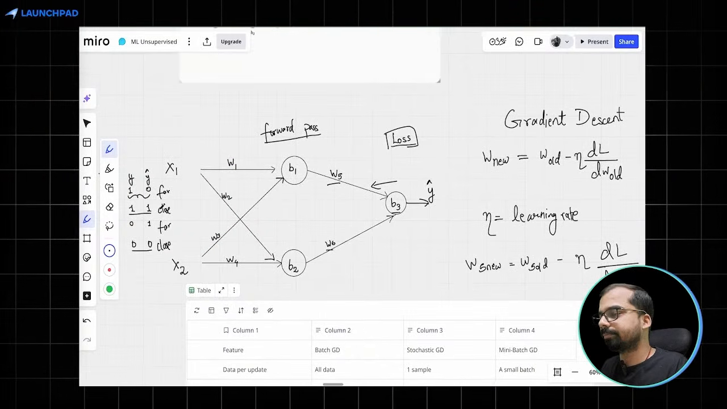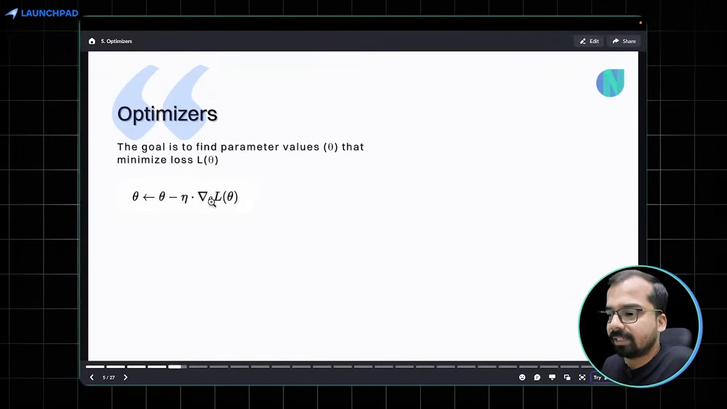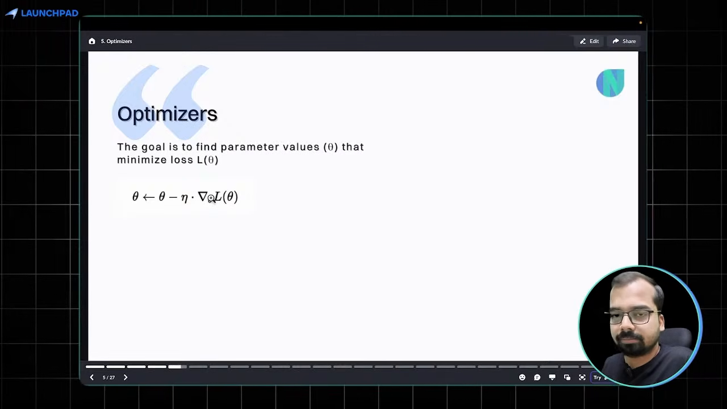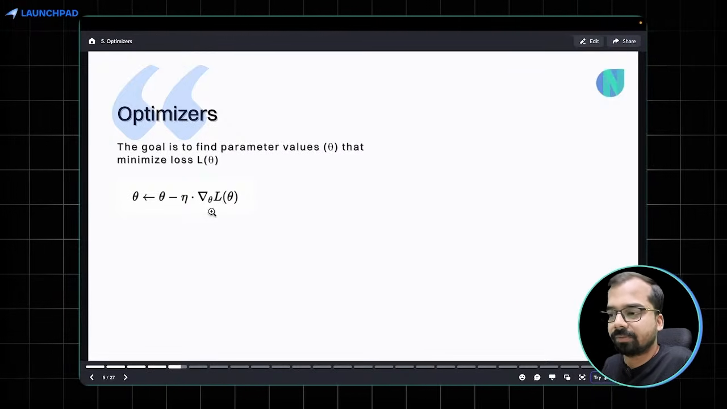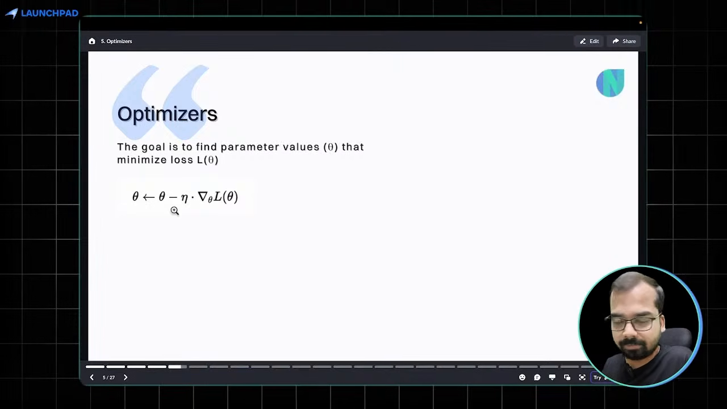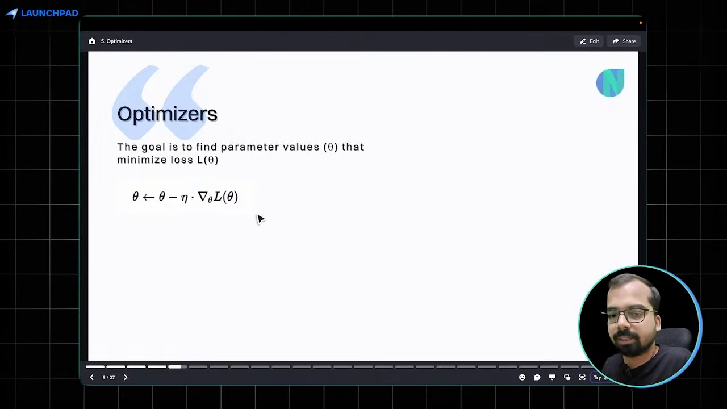All right. So that's what this delta symbol signifies, the rate of change of loss with respect to a particular parameter theta. Theta could be W1, W2, W3, W4, W5.